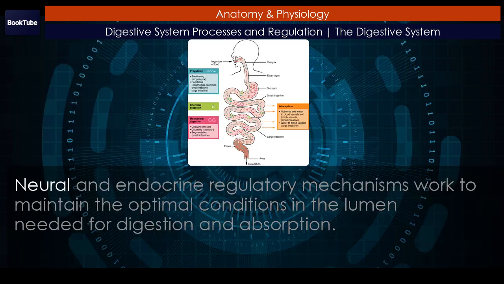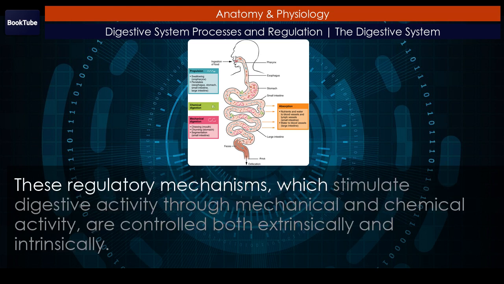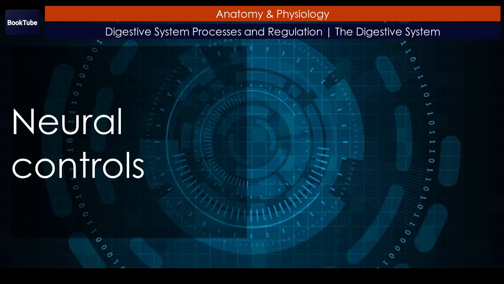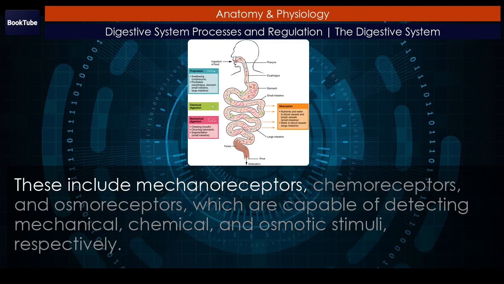Regulatory mechanisms. Neural and endocrine regulatory mechanisms work to maintain the optimal conditions in the lumen needed for digestion and absorption. These regulatory mechanisms, which stimulate digestive activity through mechanical and chemical activity, are controlled both extrinsically and intrinsically. Neural controls. The walls of the alimentary canal contain a variety of sensors that help regulate digestive functions. These include mechanoreceptors, chemoreceptors, and osmoreceptors, which are capable of detecting mechanical, chemical, and osmotic stimuli, respectively.